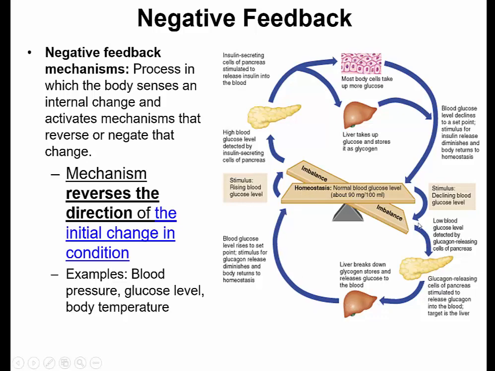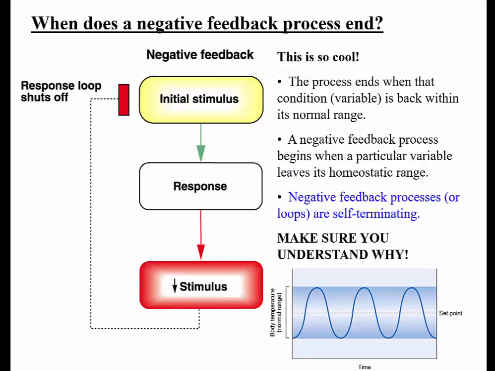So your original stimulus was a decrease in blood glucose level. The body's response, produce glucagon, break down glycogen supplies in the liver, get that glucose into the blood, and raise it back up to normal. So it's called a negative feedback system. Original stimulus, decrease in blood glucose level, response to the body, increases it back to normal. Negative feedback mechanism. When does the negative feedback process end? The process ends when that condition, that variable, is back within its normal range. Negative feedback process begins when a particular variable leaves a homeostatic range, and then that negative feedback process is self-terminating. When it comes back in a normal range, it shuts down.